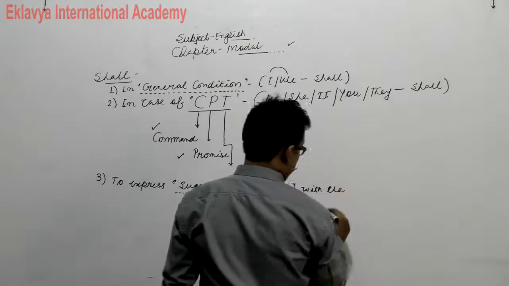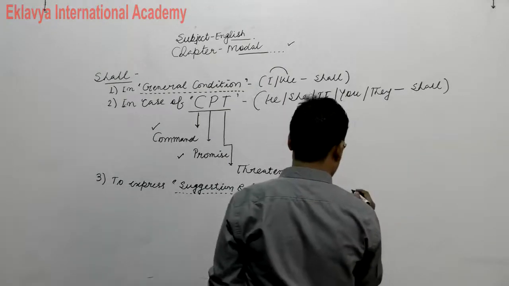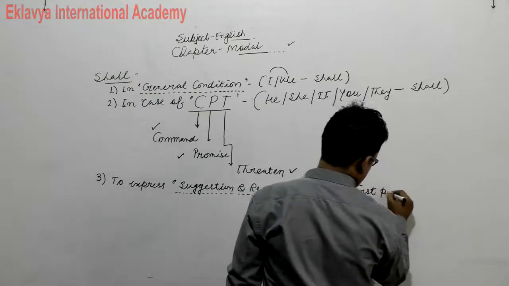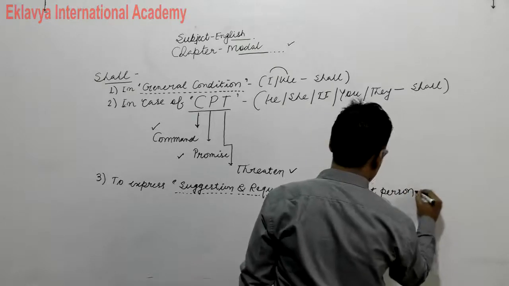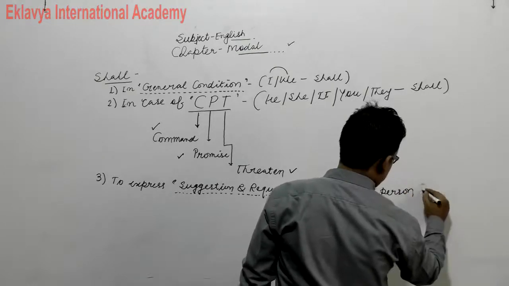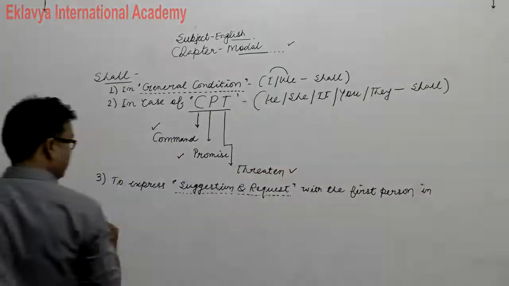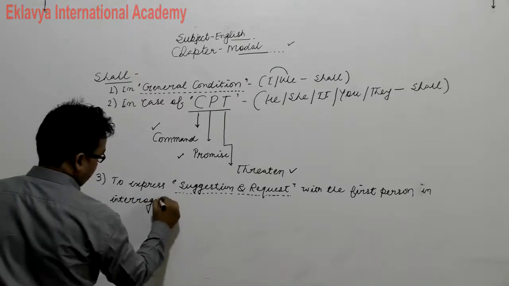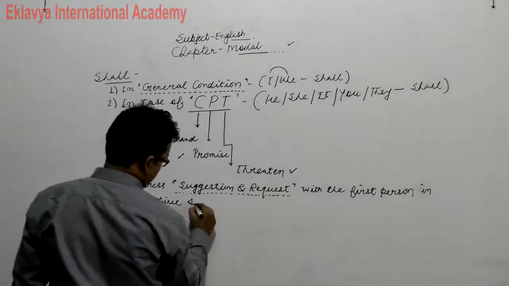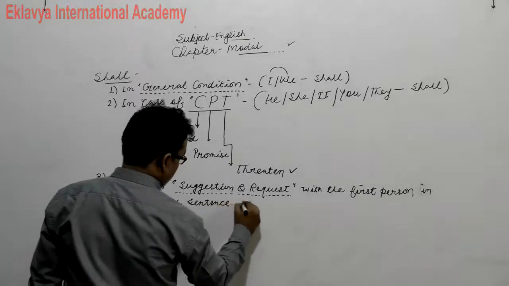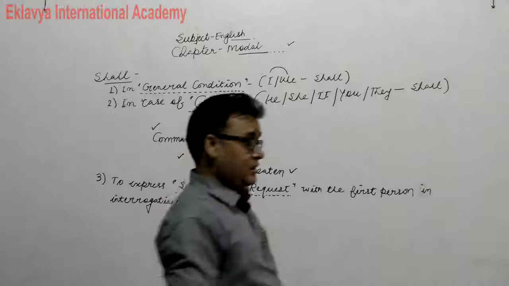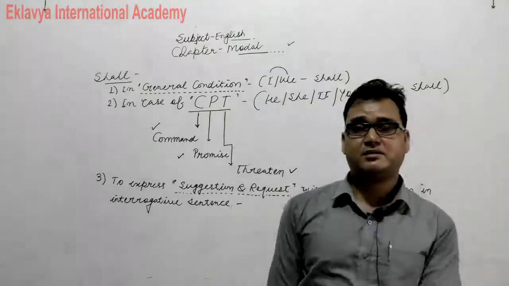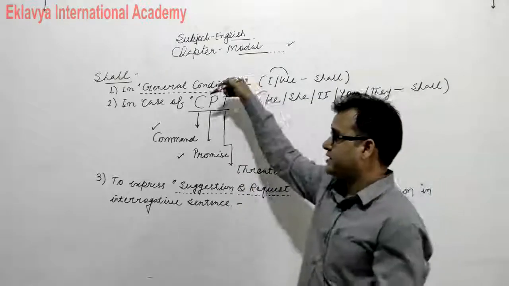with the first person in interrogative sentences. So students, you can see that I have mentioned 3 points in the shall model, which is your next one just after the completion of must. And point number first in shall is in general condition.